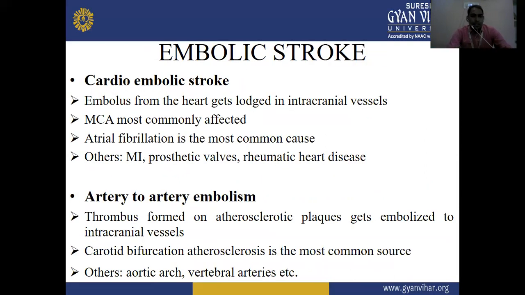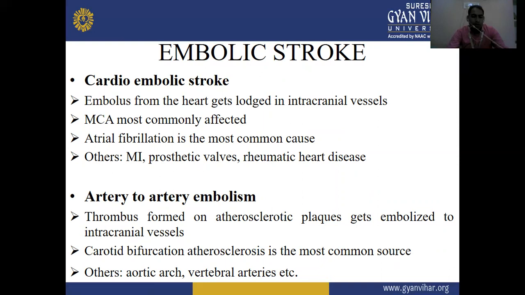Next one is embolic stroke, which includes cardiac embolic stroke and artery to artery embolic stroke. In cardiac embolic stroke, an embolus from the heart gets lodged in intracranial vessels, and the MCA is most commonly affected. The MCA, the middle cerebral artery, is the largest branch of the intracranial arteries, and it is the most commonly affected in cardioembolic stroke.